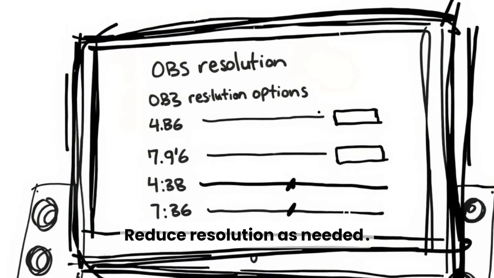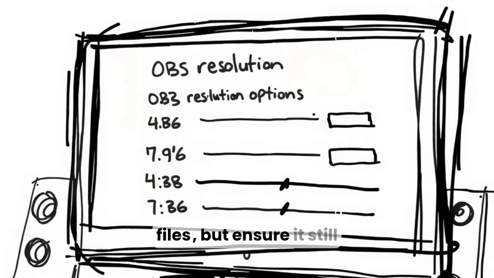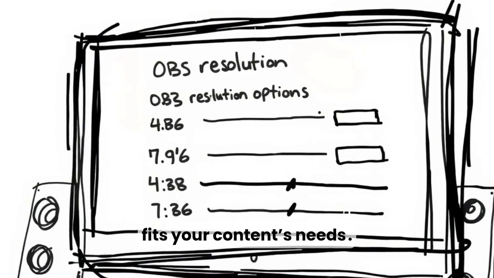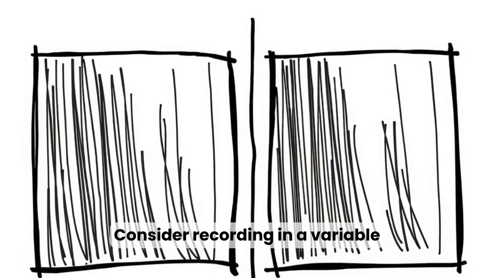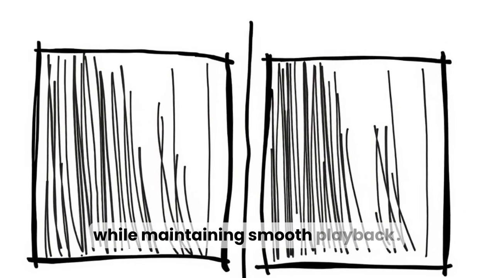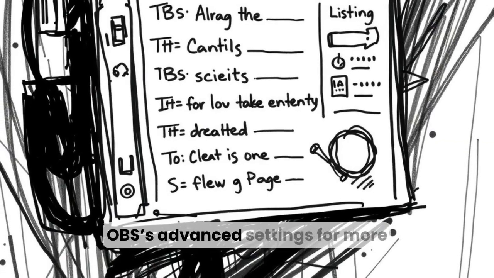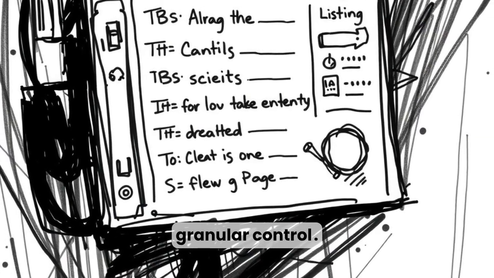Reduce resolution as needed. Lower resolutions lead to smaller files, but ensure it still fits your content's needs. Consider recording in a variable frame rate. This can optimize file size while maintaining smooth playback. Lastly, don't forget to use OBS's advanced settings for more granular control.